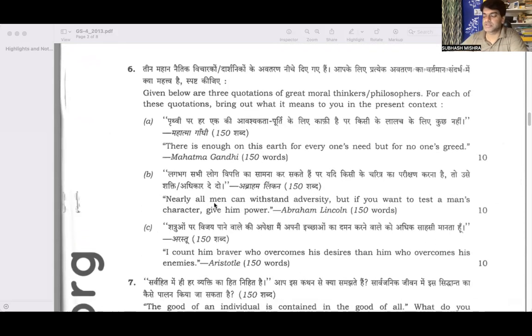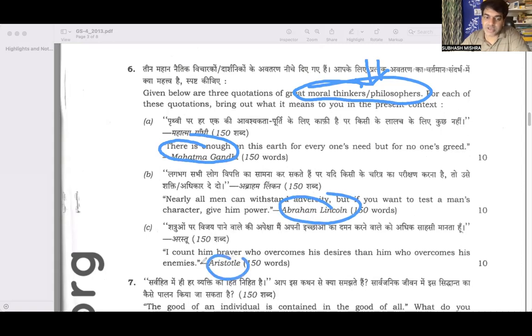Now, quotations. Write a separate page for that. Separate page means 4 or 5 pages later, if you are utilizing your copy, or on an A4 sheet. You will be writing about moral thinkers and philosophers, because they ask for quotations. If you know the moral thinkers and philosophers, like Mahatma Gandhi, they have asked, Lincoln, they have asked, Aristotle, they have asked.